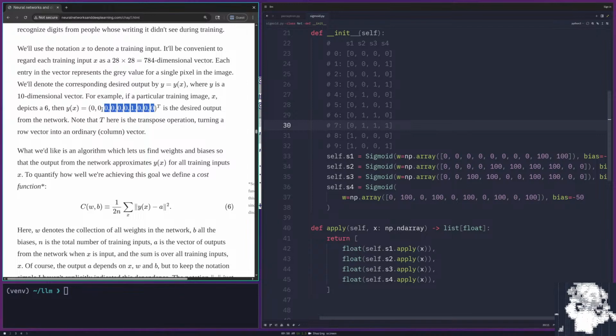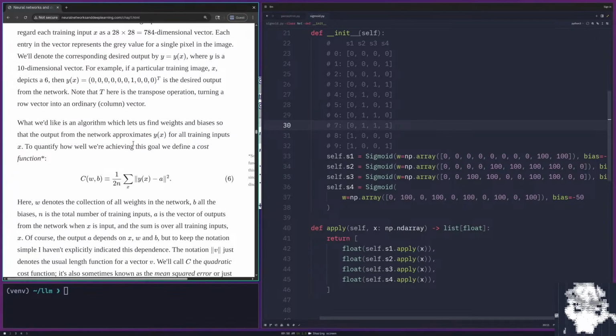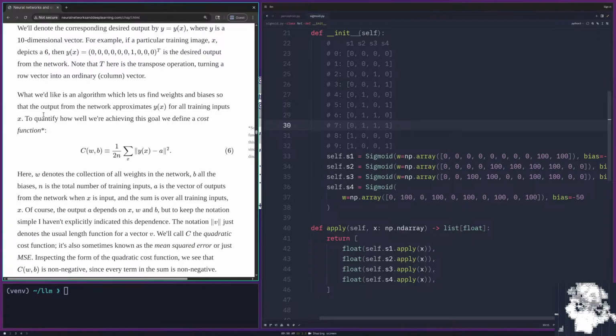So this is a row vector, you transpose it to get a column vector. This is the desired output from the network. Note that T is the transpose operation, turning a row vector into an ordinary column vector. What we'd like is an algorithm that lets us find weights and biases so that the output from the network approximates y(x) for all training inputs x.